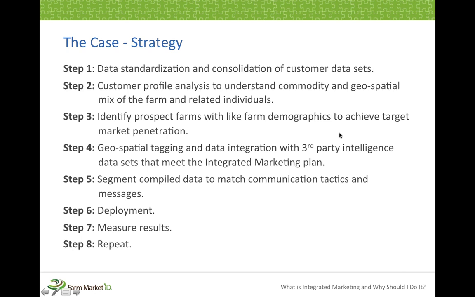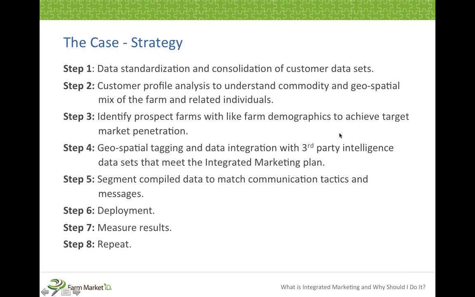Step 6 is your deployment strategy. This is where, during your campaign, you're going out through multiple channels, whether it's email, phone surveys, focus groups, or direct advertising, and you're into your season of communication. Step 7 is to always go back and measure the results.